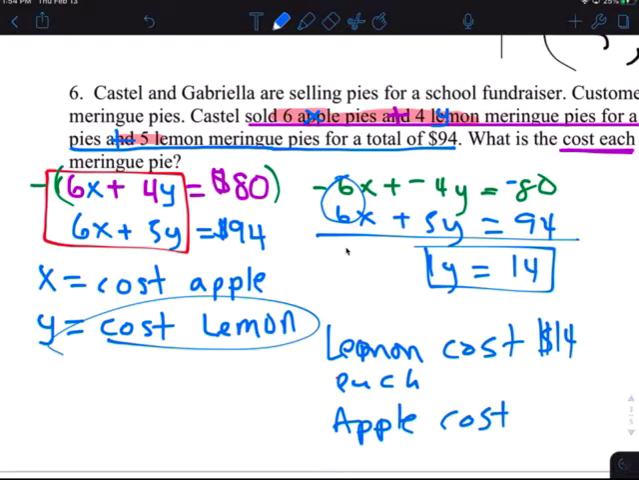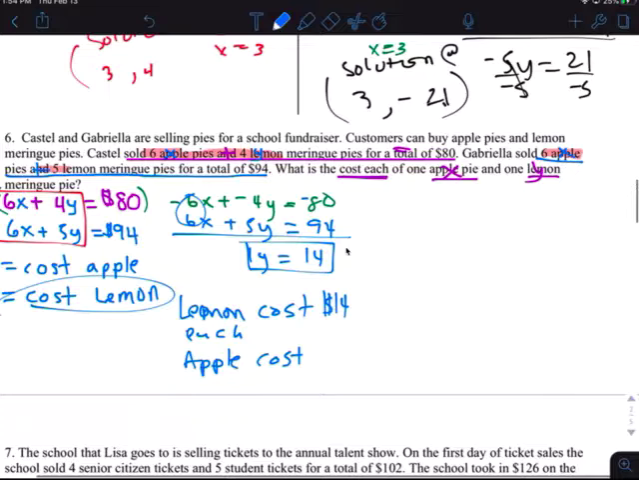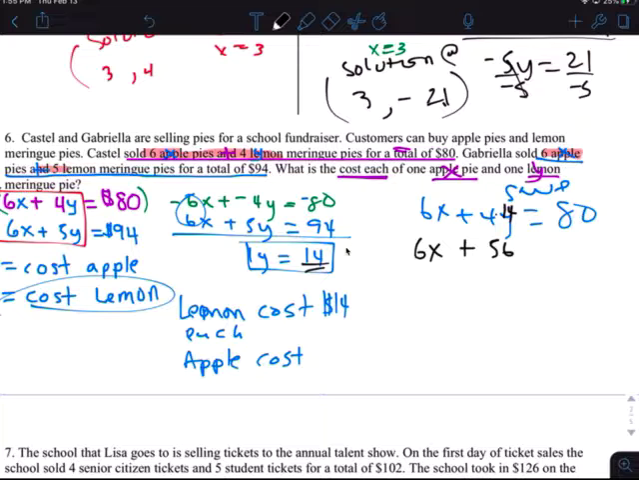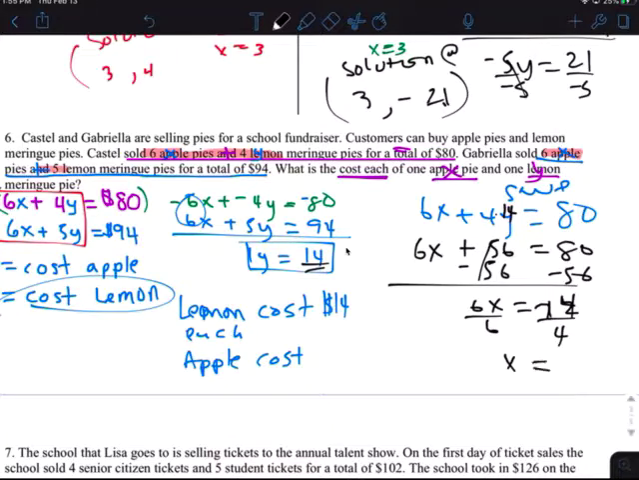cost is, you take this 14 and you should have saved 6x plus 4y equals 80. You should save that one or either one and substitute this 14 for y. You get 56 and minus 56, you get 6x equals 24. Divide by 6, you get x is 4. So apple costs $4 each. This is the word each, okay?